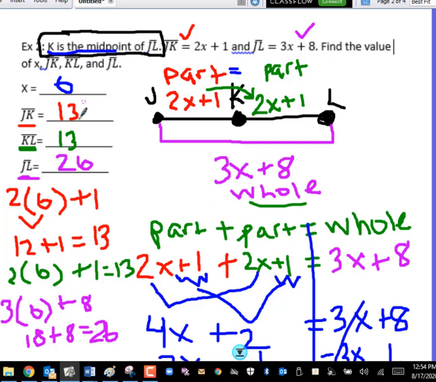And in our last question, we just added these to get this number. You could still do the same thing. I know this side's 13, this side's 13. You could just add them together and it would give you 26. Either way, I still got the correct answer, so that's how I know I did it right.